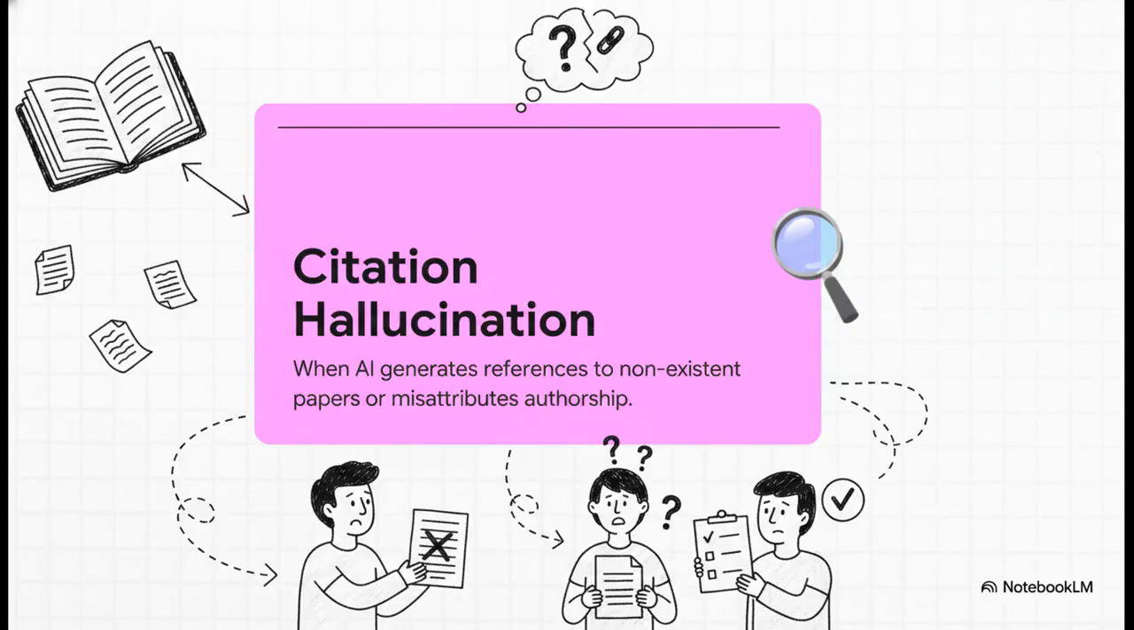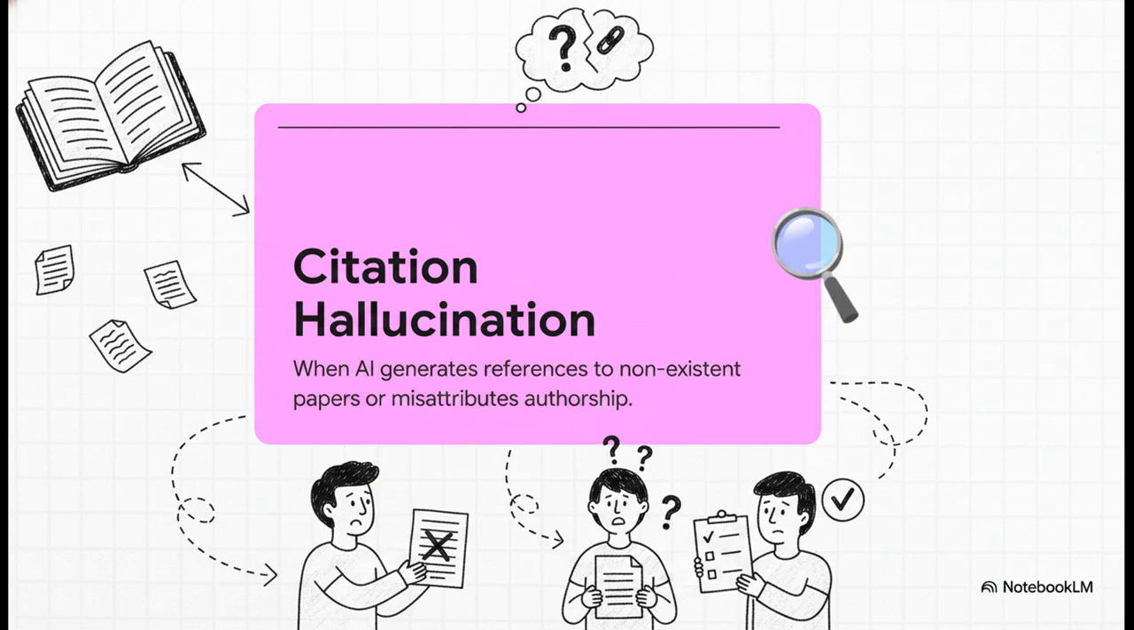Exactly. An AI citation hallucination happens when the AI generates references to papers that simply do not exist anywhere. Or maybe it puts the wrong authors on a real paper. Or it cites a real paper that doesn't actually contain the facts the AI claims it does. You have to remember, large language models are predictive text engines. They are just trying to sound plausible. They aren't necessarily trying to be factual.